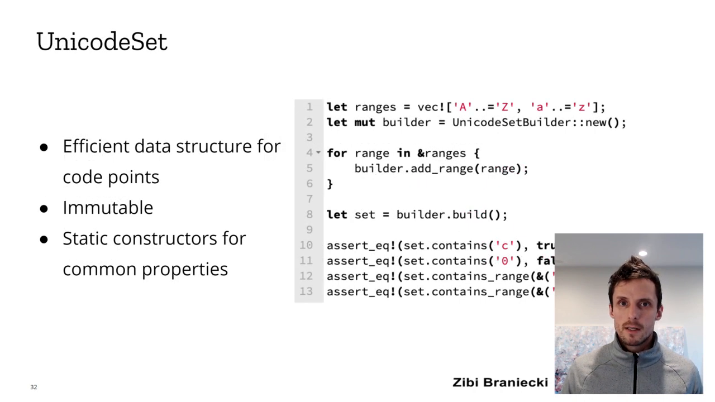Unicode set is another low-level component, allowing us to select and operate on strings and lists of characters. The way we designed it provides an efficient data structure for code points, is immutable, and uses a builder model for easy custom creation via mutation. For common properties, we will have static constructor functions, and we'll parse PropList.txt from the UCD to get information.